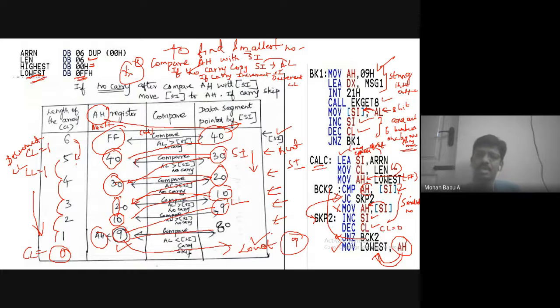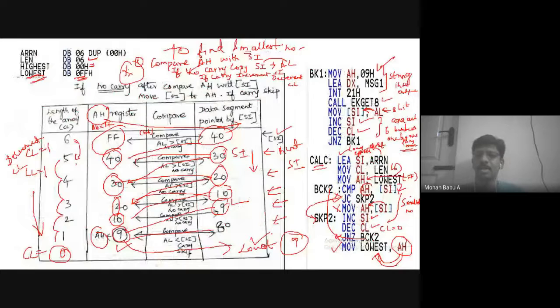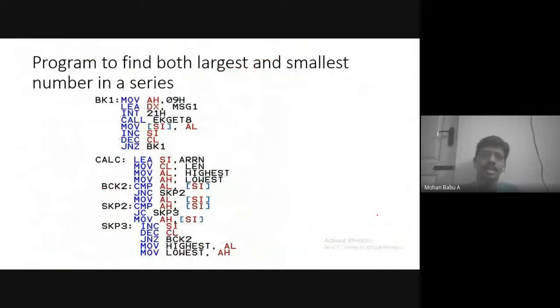I hope the concept is clear how to find the highest number and how to find the lowest number by using this set of logic. These are the instructions we will need to use in 8086 to find the largest as well as the smallest number. This is the program to find both the largest as well as the smallest number in a series. I am just combining the concepts of finding the highest and finding the lowest.